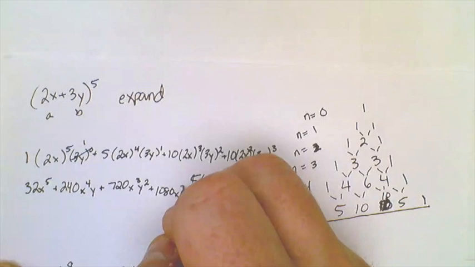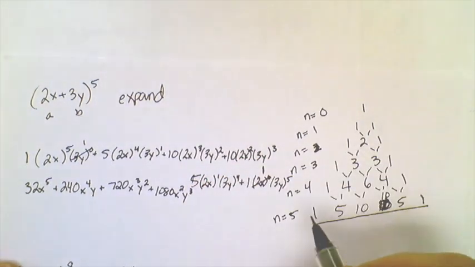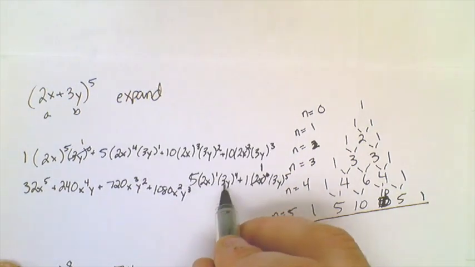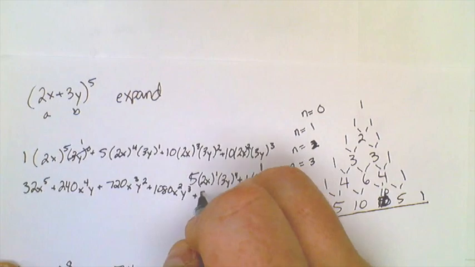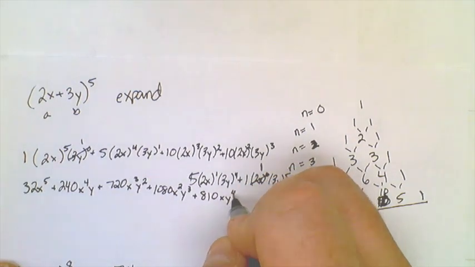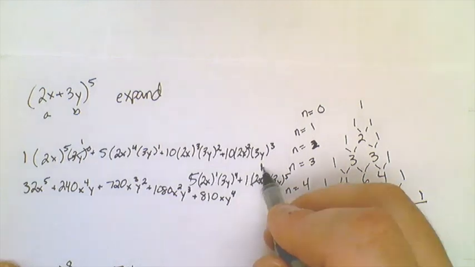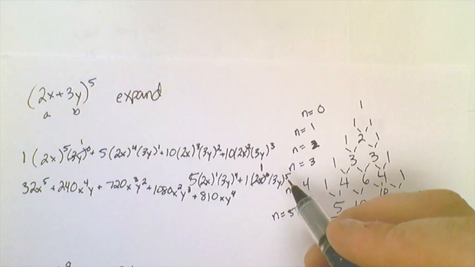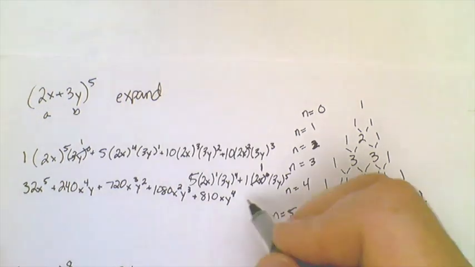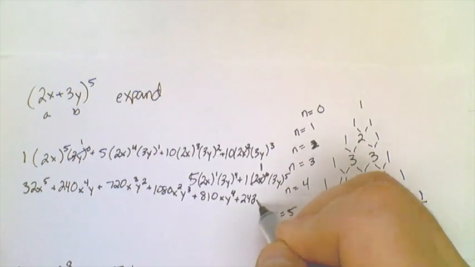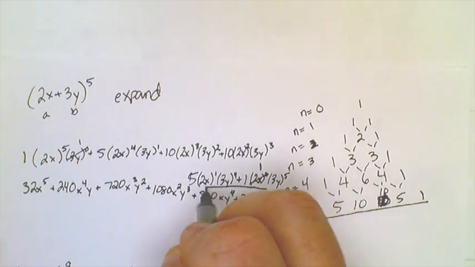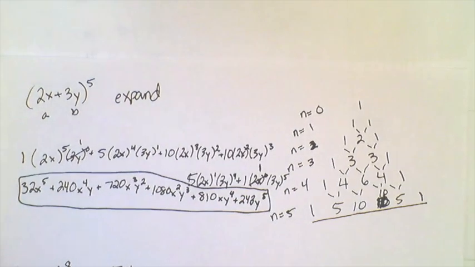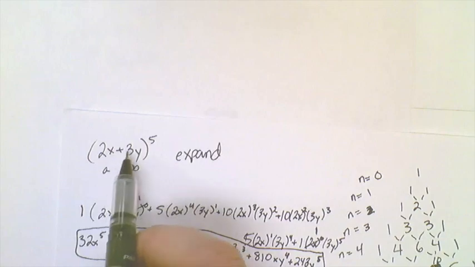x squared y cubed, and I'm going to start going down below that. Okay, now the next one here, we've got 2 times 5, that's 10, 3 to the 4th, that's 81, so that's 810 x y to the 4th. And then we're going to have 1 times 1 and 3 to the 5th. So that's 3 times 3 times 3, 5 times, that's 243 y to the 5th. So that right there, sorry about going below the other one, that is my answer. That's the expanded form of that right there.